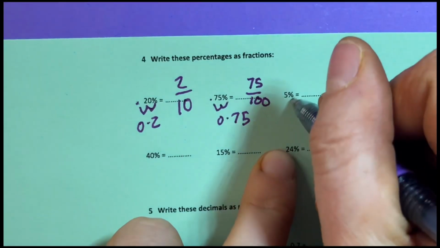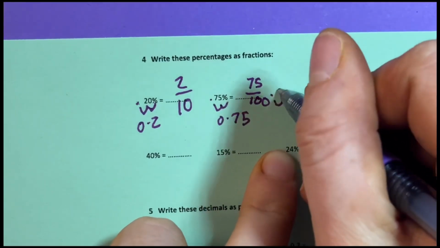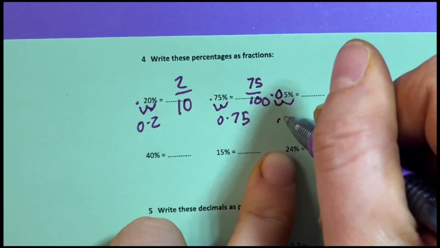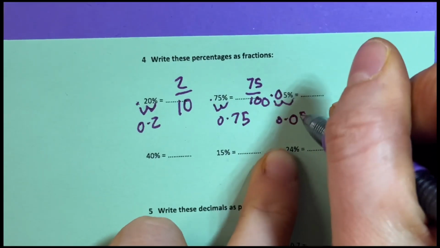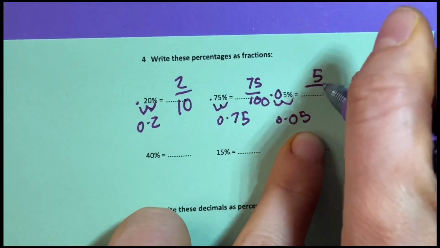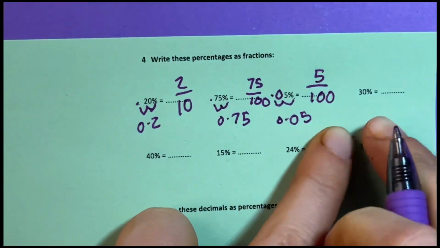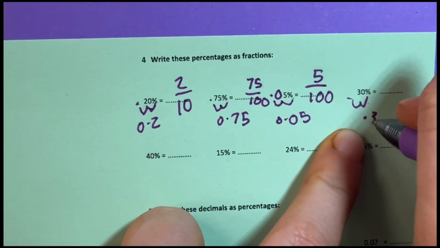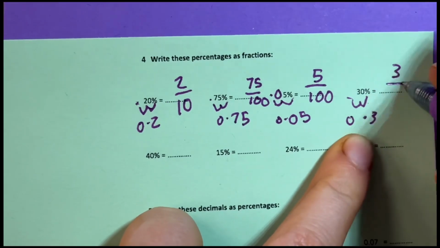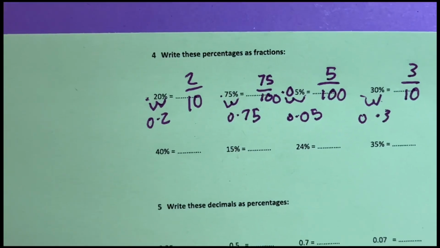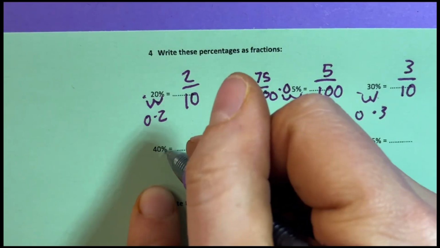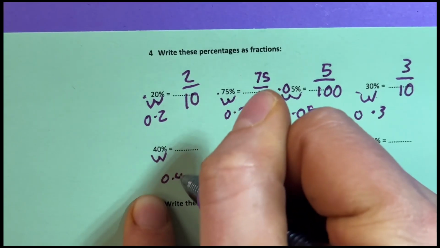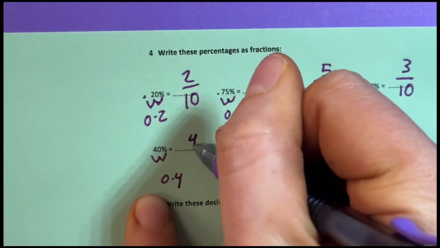So 5%, we move this over twice. Don't forget to put that 0 where that blank spot is. So it's 0.05, that 5 is in the hundredths, so I know it's 5 over 100. 30%, move it over twice, we get 0.3, which is 3/10. 40%, I move this over twice, I get 0.4, that is 4 out of 10.